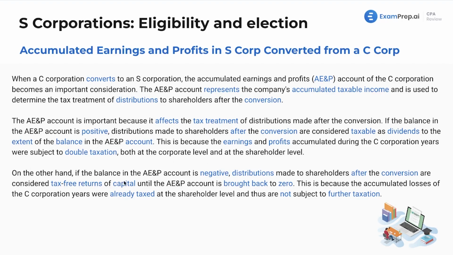On the other hand, if the balance in that account is negative, distributions made to shareholders after the conversion are considered tax-free returns of capital until essentially the basis account is brought back to zero. This is because the accumulated losses of the C corporation years were already taxed at the shareholder level and thus are not subject to further taxation. Make sure you are comparing this to what you saw in C Corps. Super important. You'll see sims that compare all the different types of entities.